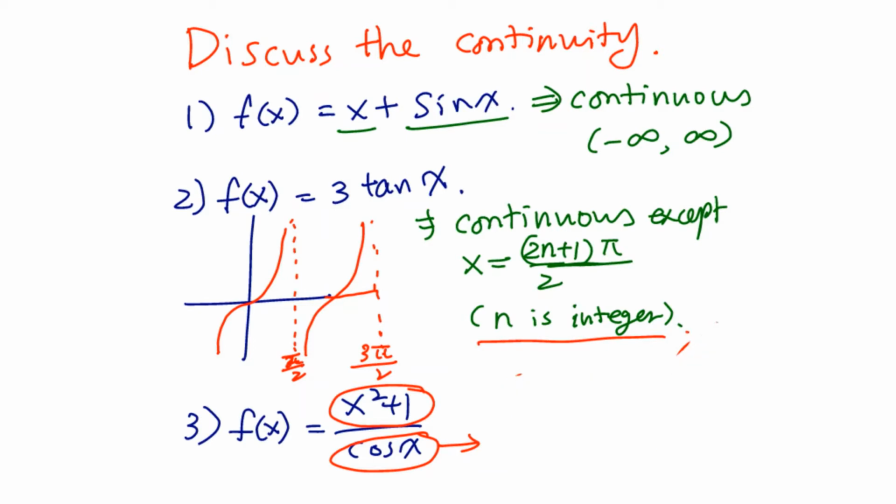So I'm going to write the answer for this. I'm going to erase a little bit. The answer for this is it is continuous except x equals 2n plus 1 times pi over 2.